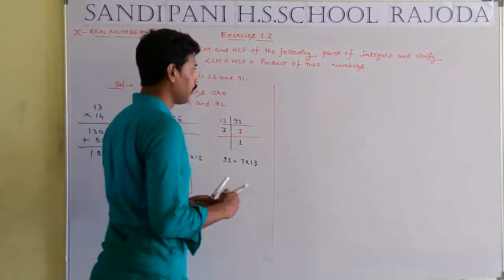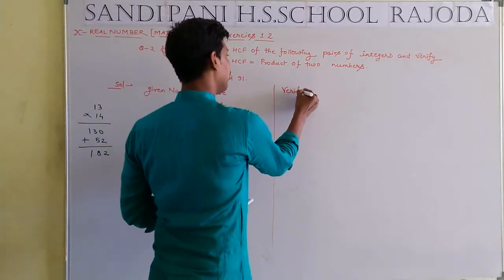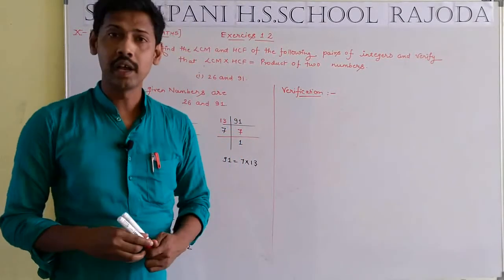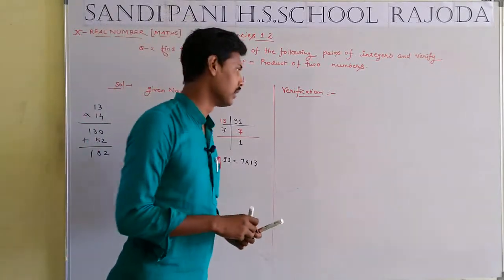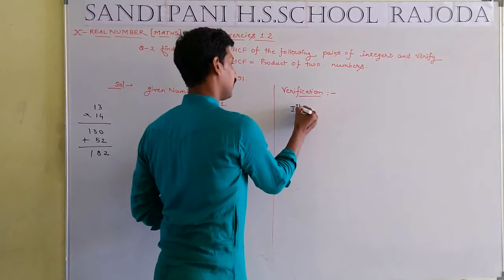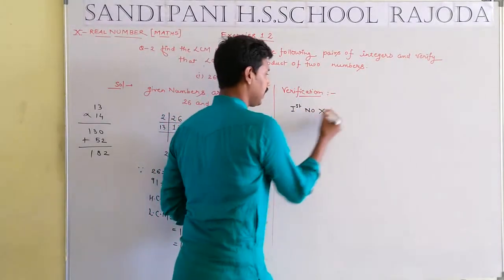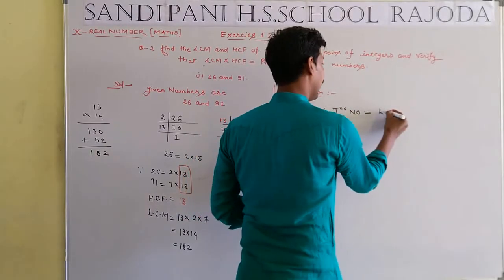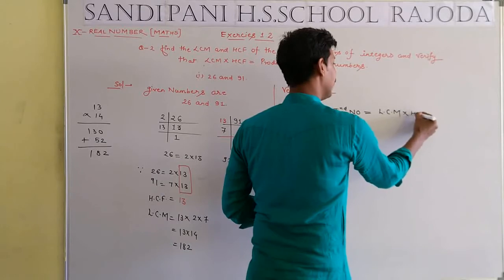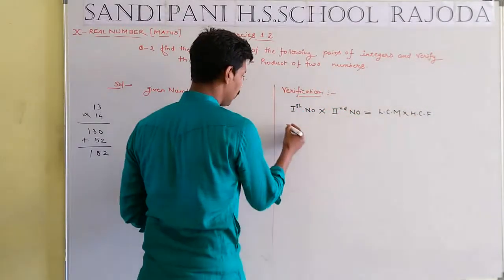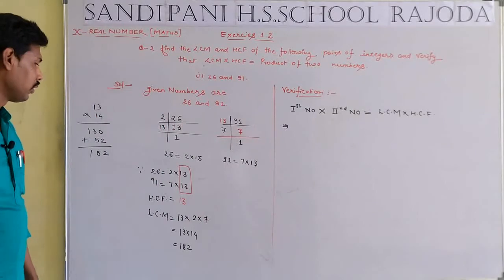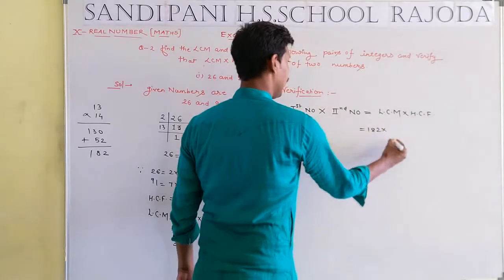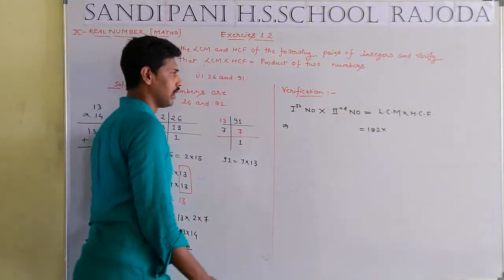Now the second part is known as the verification. What is the mean of the verification? Verification means application of Euclid division lemma. The product of the first number and second number equals LCM into HCF. Students, focus on the question. LCM will be 182, and HCF will be equal to 13.